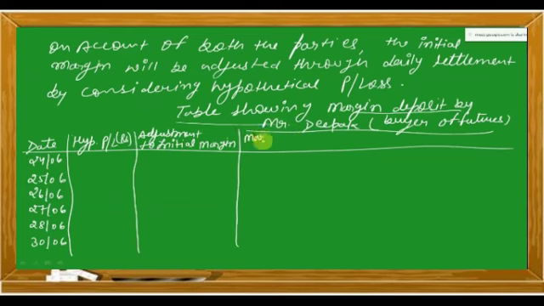Then we'll write margin account balance, and then we'll go for mark to market margin deposit. So initially it is assumed that they have deposited 50,000. So 50,000 is already there.